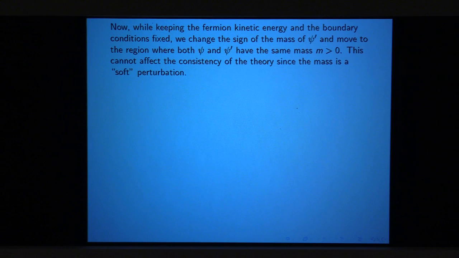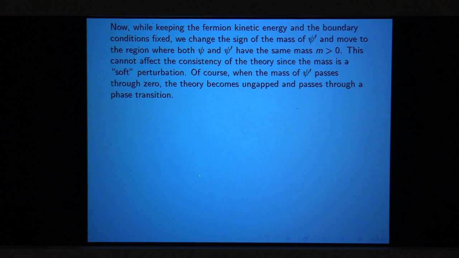This cannot affect the consistency of the theory because m, in relativistic language, is a soft perturbation. M is a sub-leading term in the Dirac equation. It's a relevant operator. So we've perturbed by a strictly relevant operator that doesn't affect the ultraviolet behavior, can't affect any anomalies, and doesn't affect the consistency of the theory. So because the theory was consistent when the masses were equal and opposite, it's still consistent. Of course, when the mass of psi prime goes through zero, the theory becomes ungapped and passes through a phase transition, but that doesn't affect its consistency.